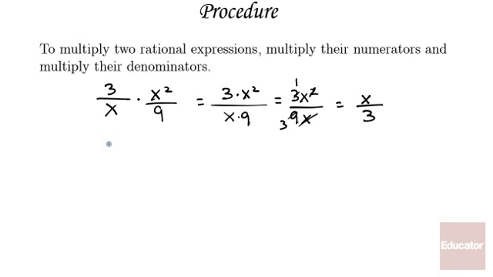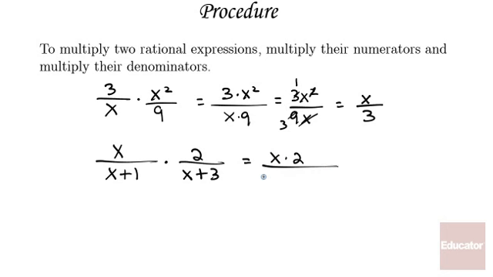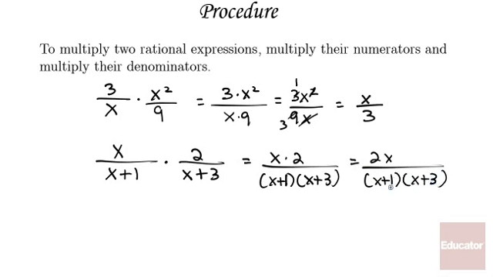Now a slightly more complex set of expressions. If I had x over x plus 1, and I'm multiplying it by 2 over x plus 3, that would give me x times 2 over (x plus 1)(x plus 3), or 2x over (x plus 1)(x plus 3). And you can leave that in factored form as it's shown. So again, all you need to do is multiply the numerators and the denominators.